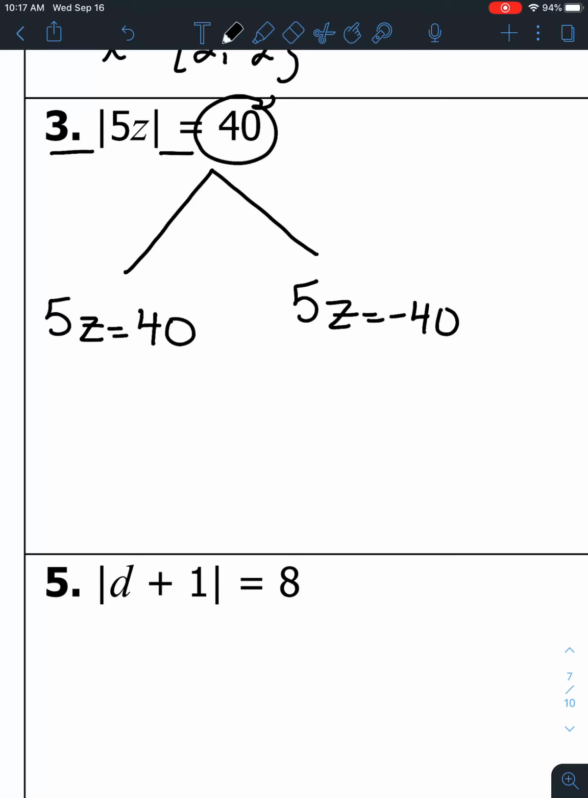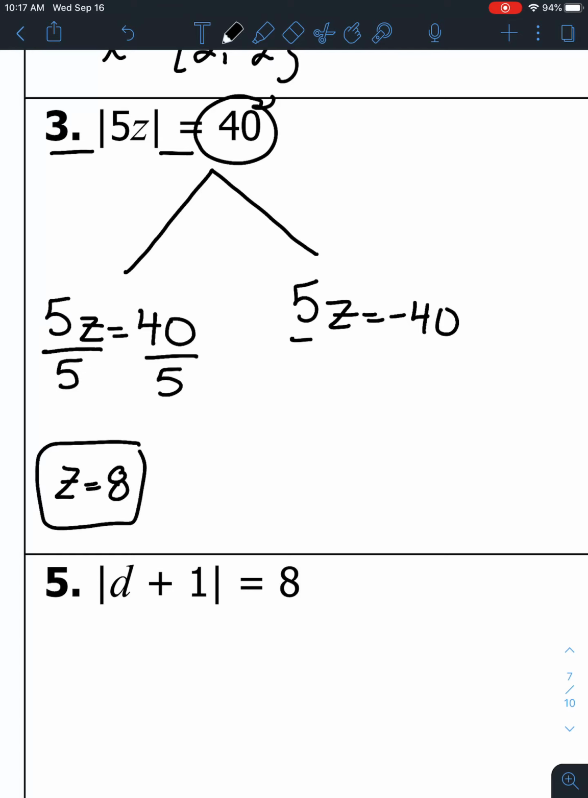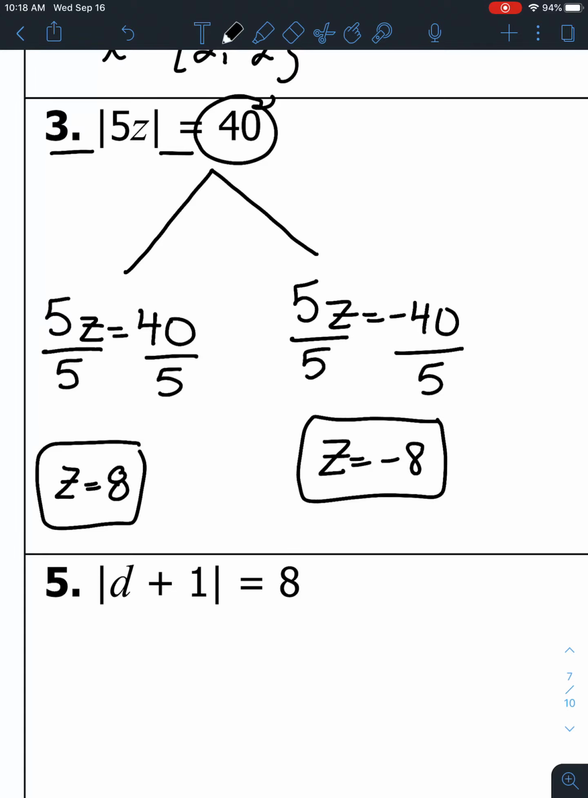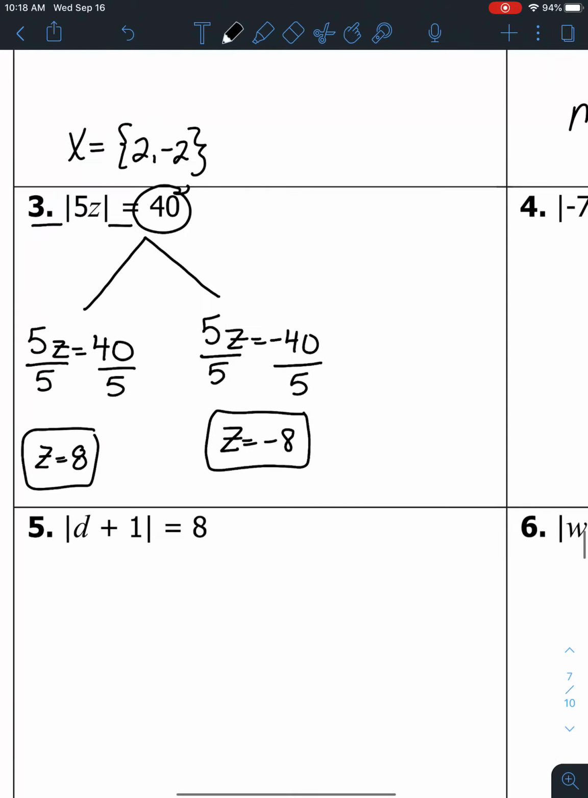Z is multiplied by 5, so the opposite is dividing by 5. So that gives me z equals 8. So that's one answer. Again, same thing, dividing by 5. This time, z equals negative 8. Now this won't always be the case where your answer is going to be positive and negative. And we'll see that here on this next example. So again, I'm going to write z equals my solution set with my frilly brackets, 8, comma, negative 8.